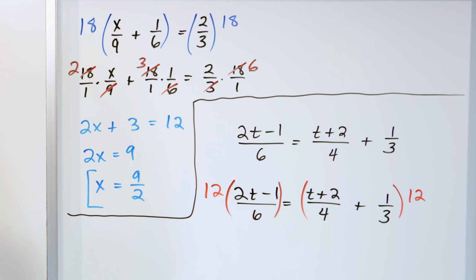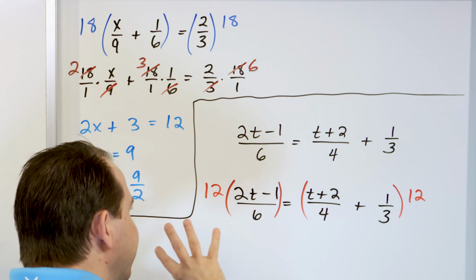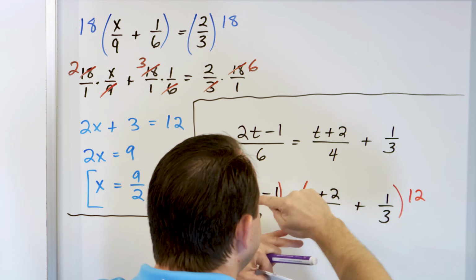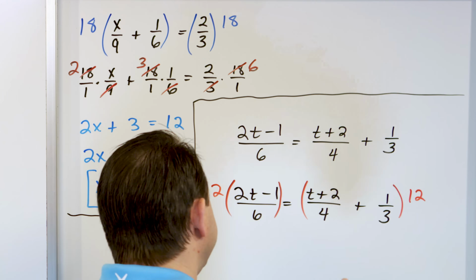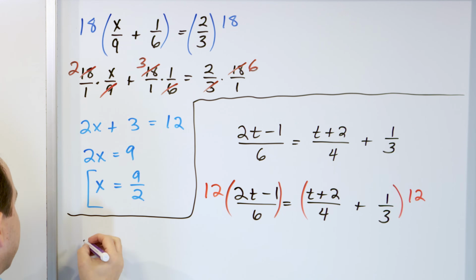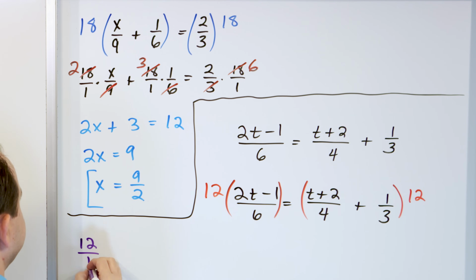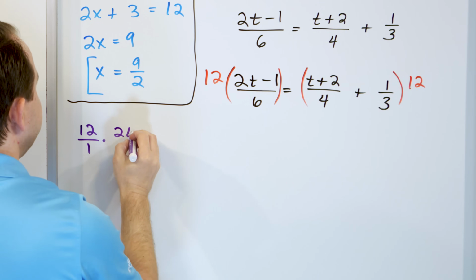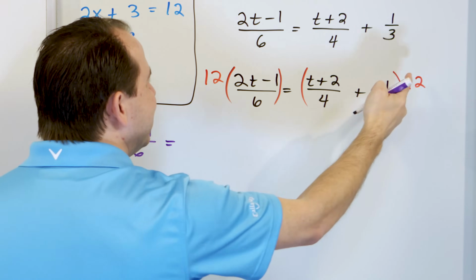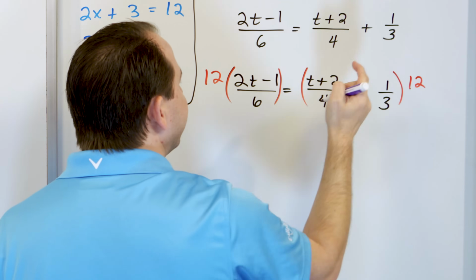So then in the next step, I want you to get in the habit. A lot of students will write this down, and then they'll start marking through it and trying to do it all in this step. I don't want you to do that. I want you to write the next step. The next step is multiplying. Here I'm going to write it as 12 over 1 multiplied by (2t minus 1) over 6. I'm not going to do anything yet. I'm going to rewrite it because this 12 has to be distributed into both terms.